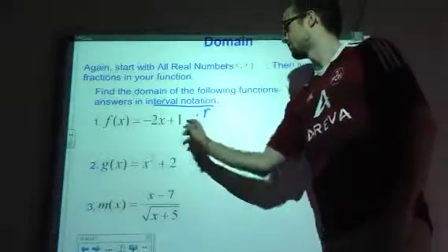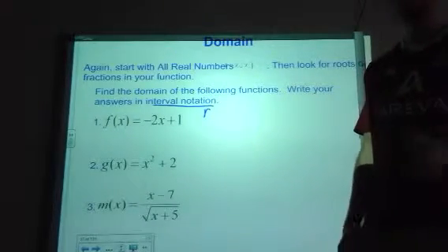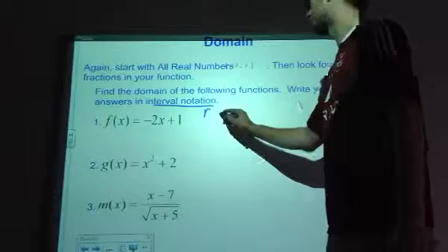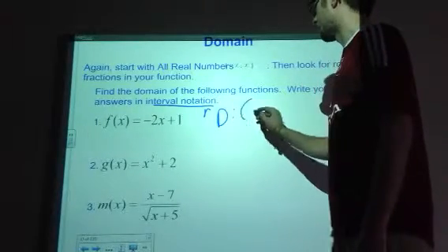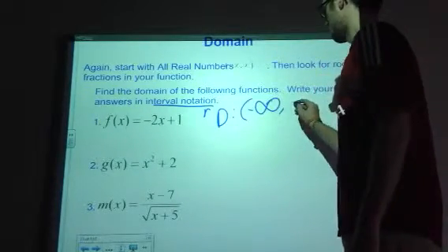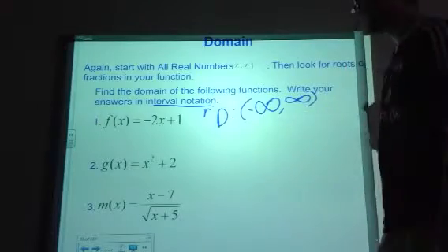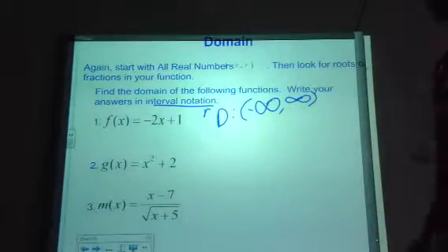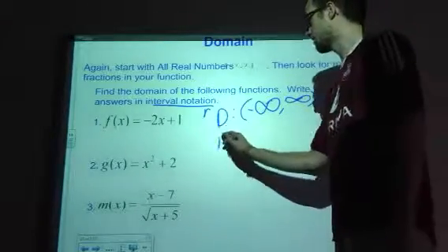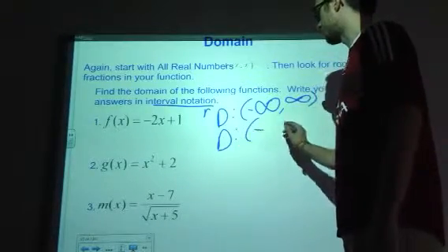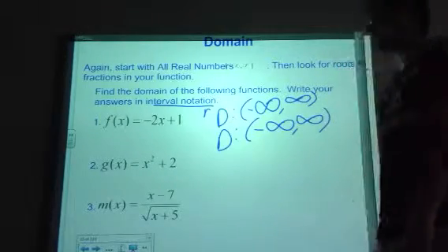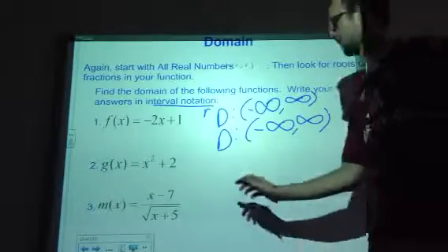So here, assume it goes from negative infinity to infinity, and then ask yourself, does it have any square roots? Does it have any fractions? For the first one, no. So the domain of this function is negative infinity to infinity. For number 2 here, does it have any square roots? Does it have any fractions? It doesn't. So, again, our domain there is going to be negative infinity to infinity.